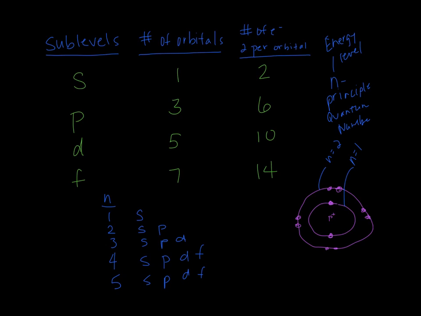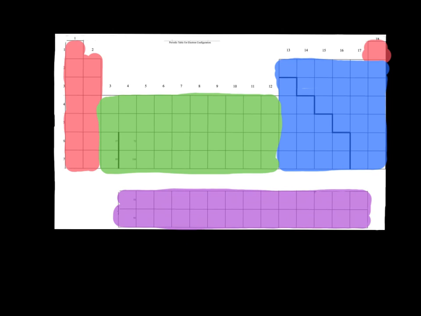Now, the electron configuration is a series of numbers and letters that represent where each electron resides in the atom. So if we go over here to this periodic table, it's completely blank. There's no elements on it. I just wanted to be able to write on here what each area is used for.